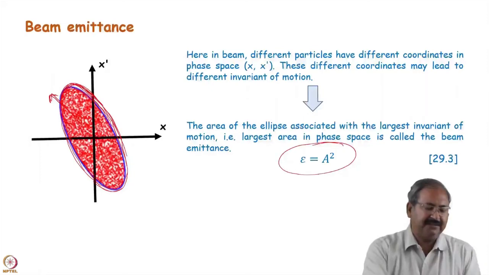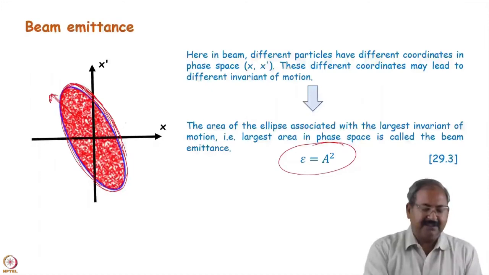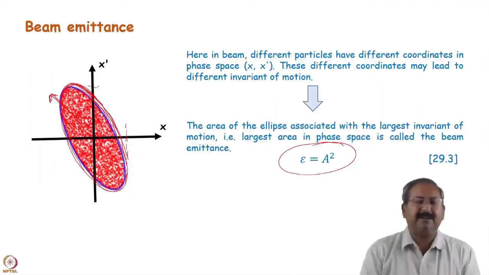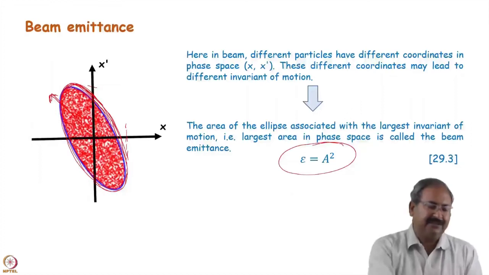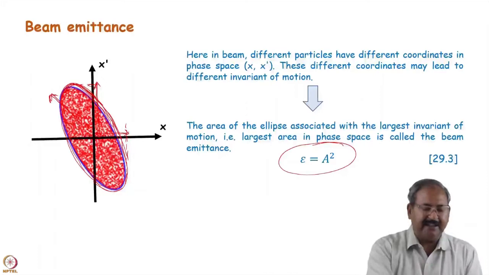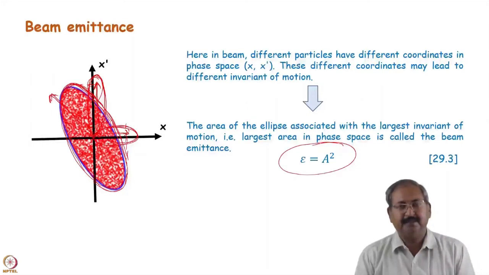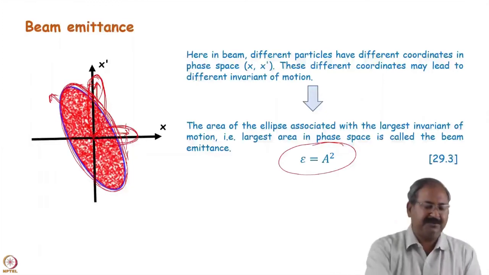Suppose there are many particles inside this ellipse. All these particles will remain inside this ellipse. Now, the maximum amplitude of this outermost particle, outermost meaning a particle which is on the outermost ellipse, we can define. This is the maximum amplitude in angle for this outermost particle. So this shows the maximum angle possible by this beam, and this is the maximum displacement possible by the particles in this beam. So this shows you the beam size, and this shows you the beam divergence.